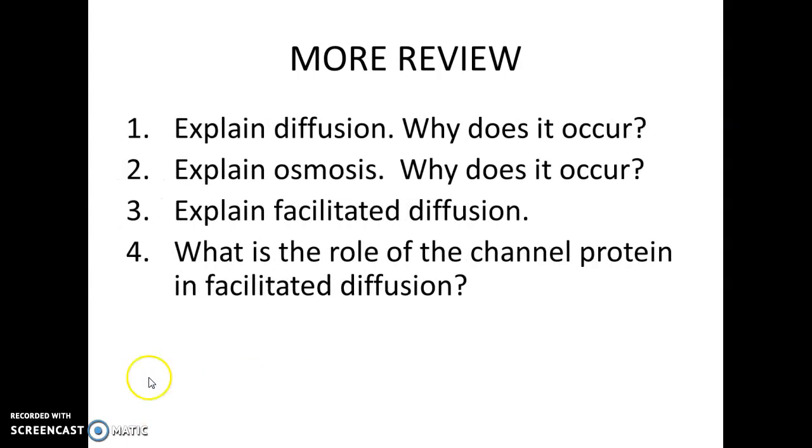Here's another 4 questions to talk to your neighbor about. Diffusion is the movement of solute molecules from an area of high concentration to low. Osmosis is the movement of water molecules from high concentration to low. Facilitated diffusion is the same thing as diffusion, but this time we're using these channel proteins, and they're going to create a passageway for molecules to move from one side of the membrane to the other. All of these processes occur because molecules want to spread out and have an equal concentration.